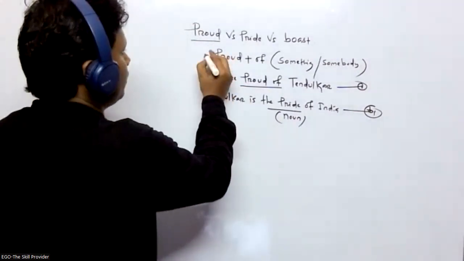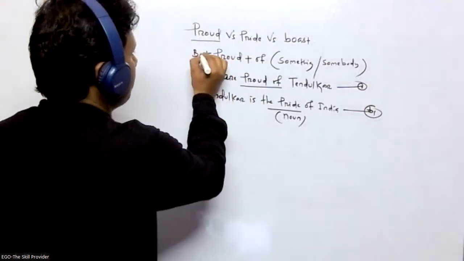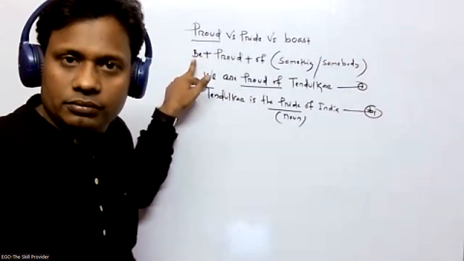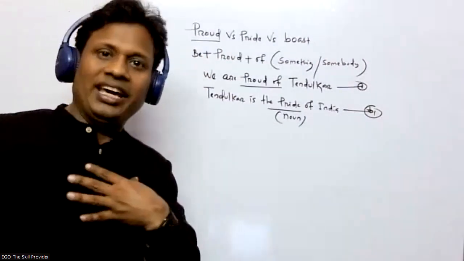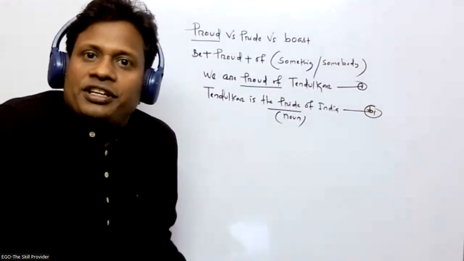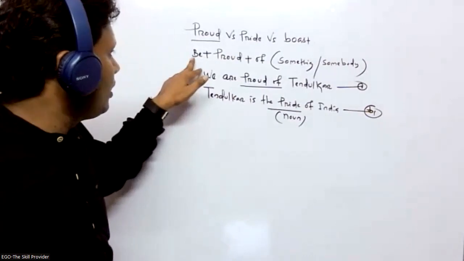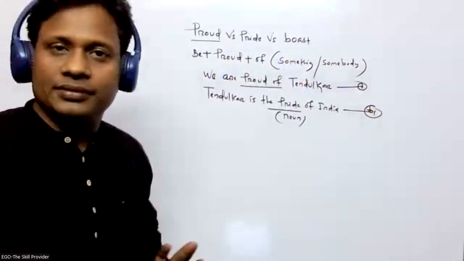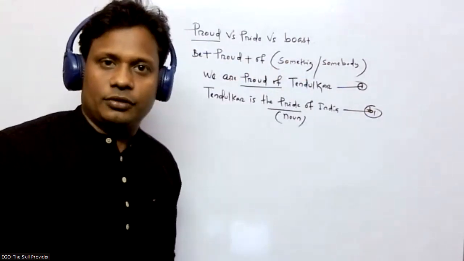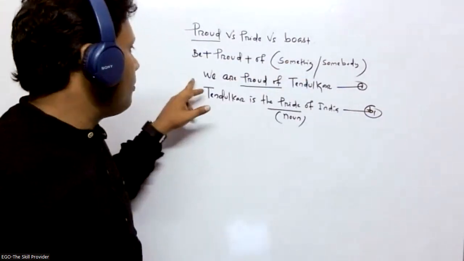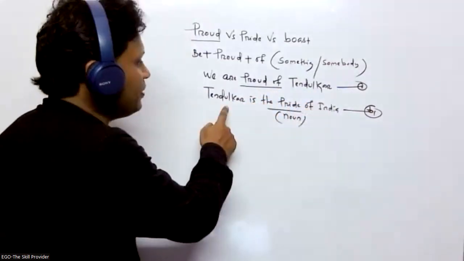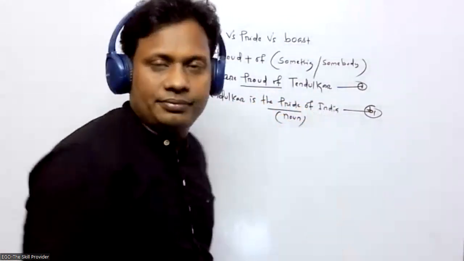Be plus be means is, are. We are, I am. He is proud of his father. His father is the pride of his family. We say, I am proud of my chief minister. Our chief minister is the pride of Odisha. Like that.